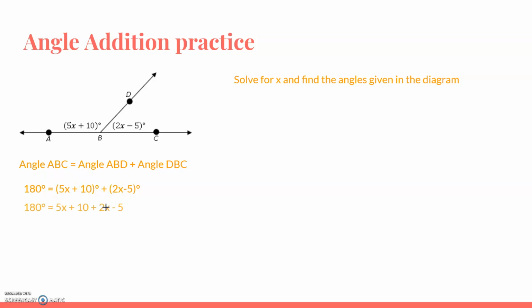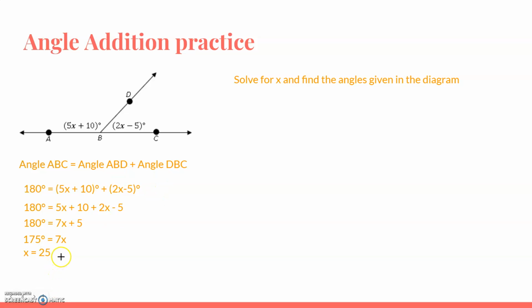We're just plugging in values, and then we're going to sum up our variables and then our constants, which gives us 180 degrees is equal to 7x plus 5. We're going to subtract 5 from both sides, which gives us 175 degrees is equal to 7x. Divide both sides by 7, which gives us x equal to 25.